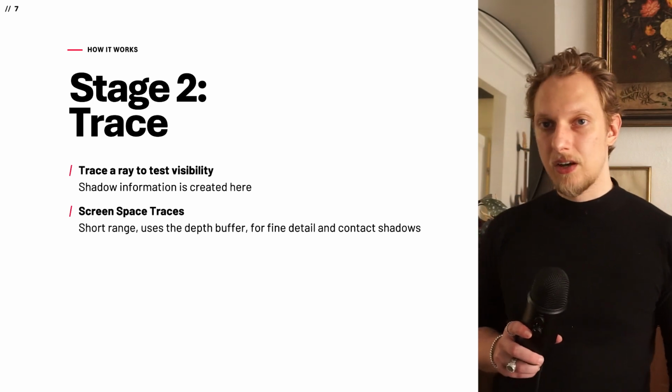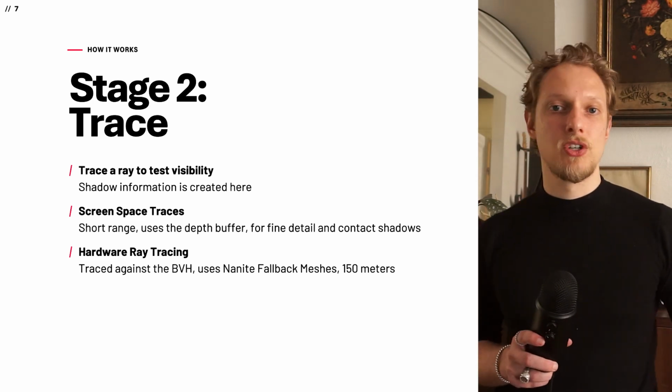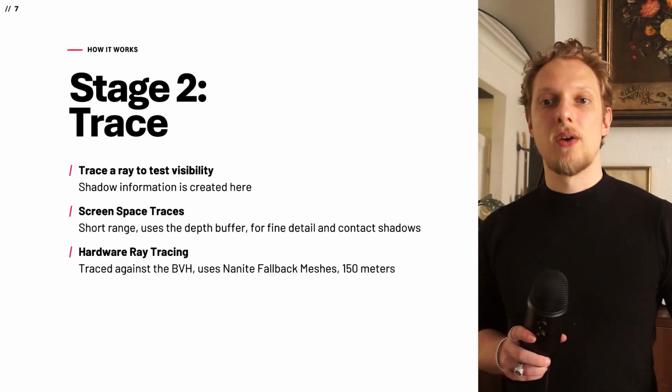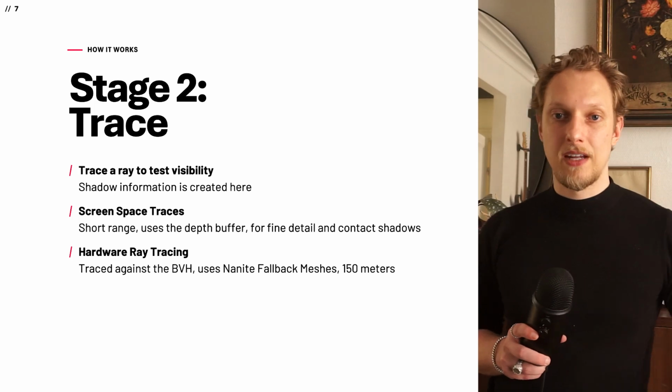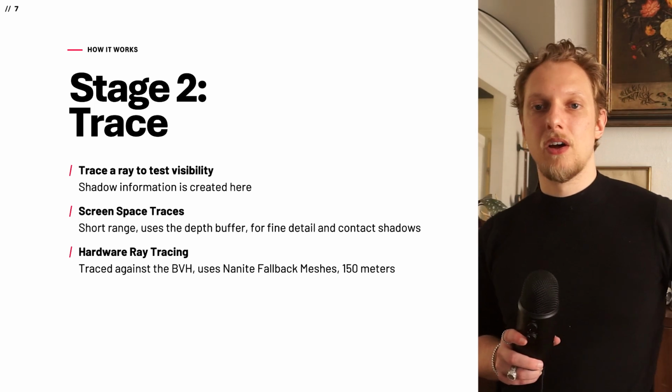And then the second thing it does is it uses hardware ray tracing against the near-field BVH. This is the primary shadow computation. So rays are traced against simplified Nanite fallback meshes within roughly 150 meters of the camera. This is inline ray tracing, which runs efficiently on console hardware that supports it. And the BVH is built once for all the lights simultaneously. This is a huge advantage over the old model where each light needed its own shadow map.